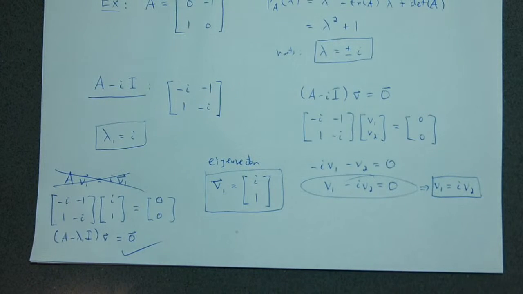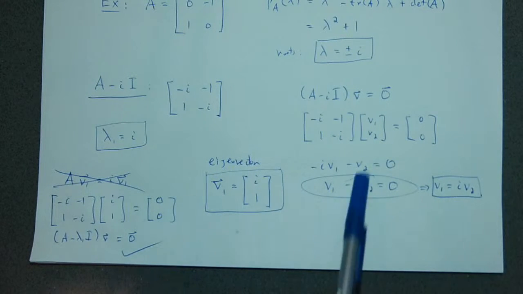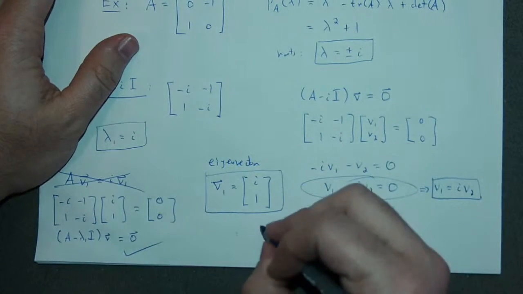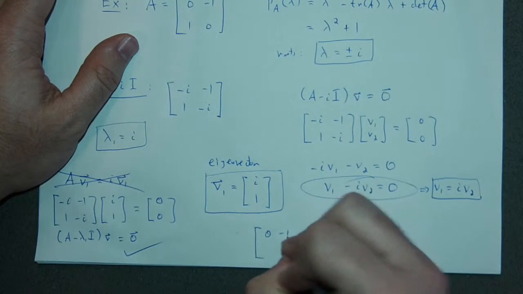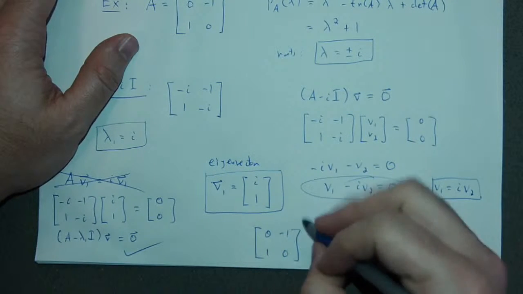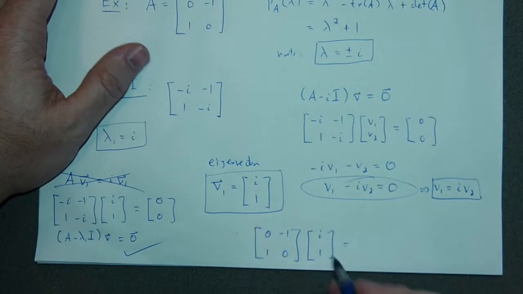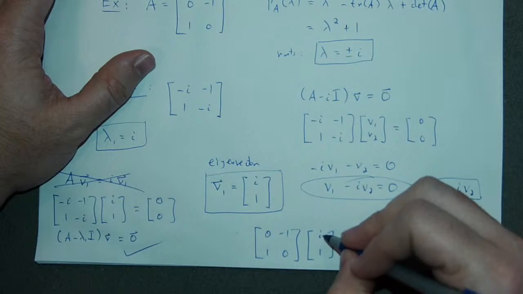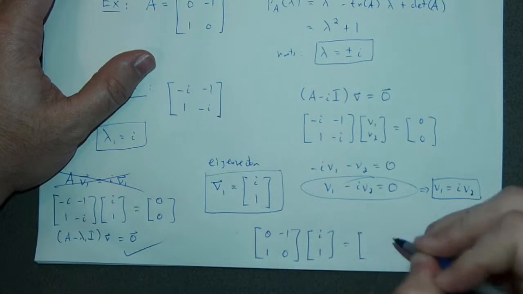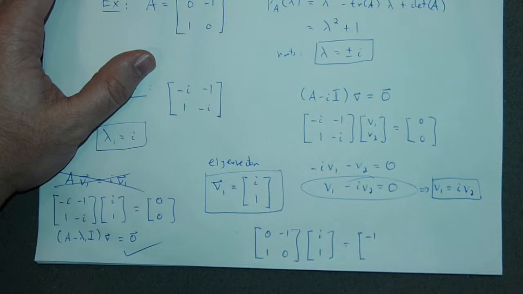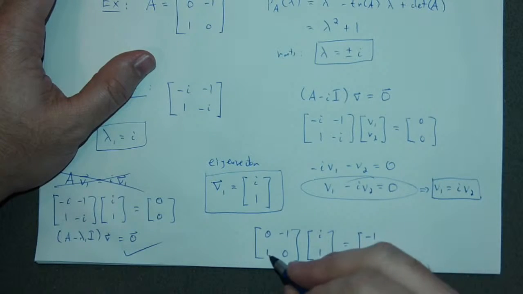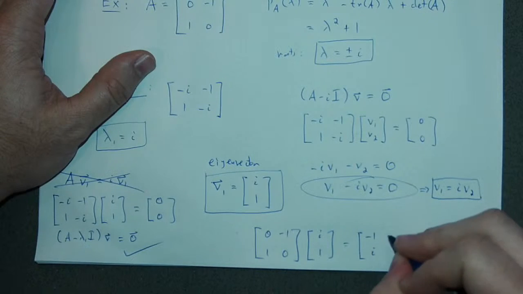that also works. Maybe that's not as fun because we actually found this directly from this equation, so it's not surprising at all. We're just checking our algebra here. But if you actually check A times V, so if I multiply A times V1, what do I get? I get 0 times I is 0 plus minus 1, so I get minus 1. Right? And then in the second slot, I get 1 times I plus 0 times 1, so I get I.